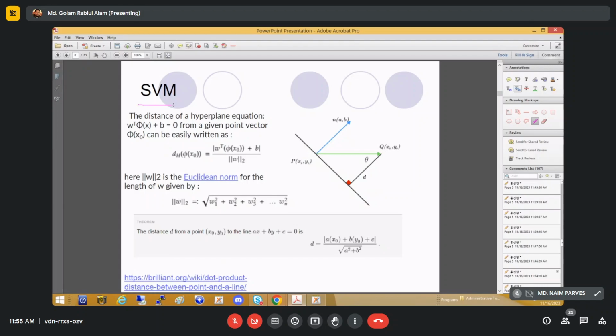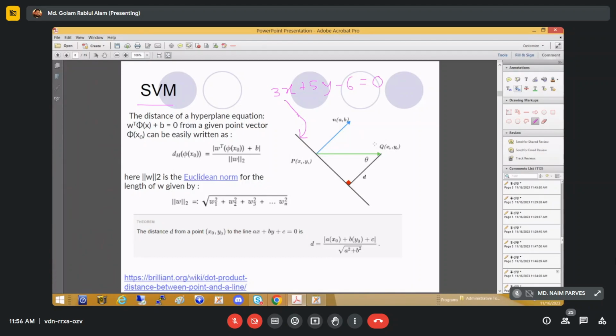Okay, so I think we know how to calculate that. If we have just a line equation, maybe 3x plus 5y minus 6 equals 0. So this is a line equation.